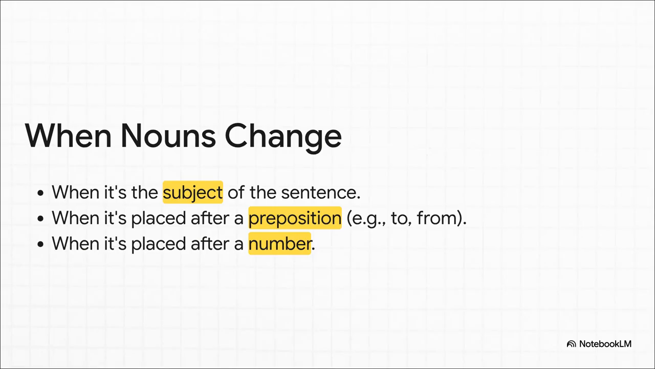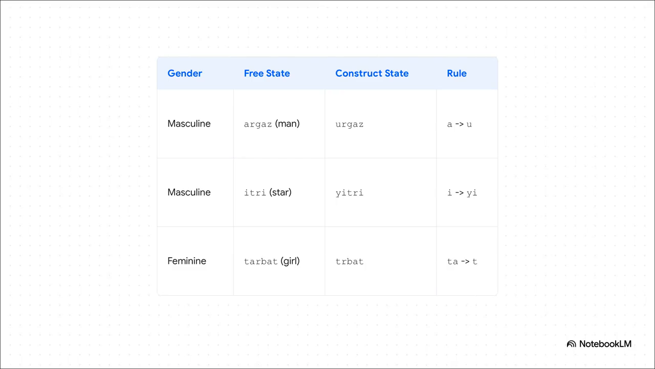So you're probably wondering, when exactly does a noun put on this uniform? Well, there are very clear rules for this. It flips into its construct state whenever it's the subject of the sentence, the one actually doing the action. It also happens when it's placed right after a preposition, like to, from, or in, or even when it follows a number. And right here, you can see exactly how this works in practice. And the cool thing is, the changes are totally predictable. So for masculine nouns, that initial ah sound might shift to a oo sound. For feminine nouns, ta often gets clipped down to just ta. See? It's not random at all. It's a really consistent, kind of elegant system.